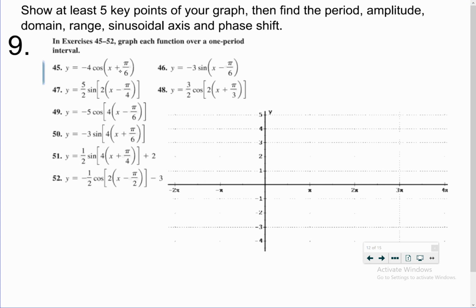Let's pick one that's got all the things in it. 51 or 52. Yeah, let's do one of those. Just make sure we cover all our bases. Which one? 52? Okay. All right. Okay, and I'll write it a little bigger for you.